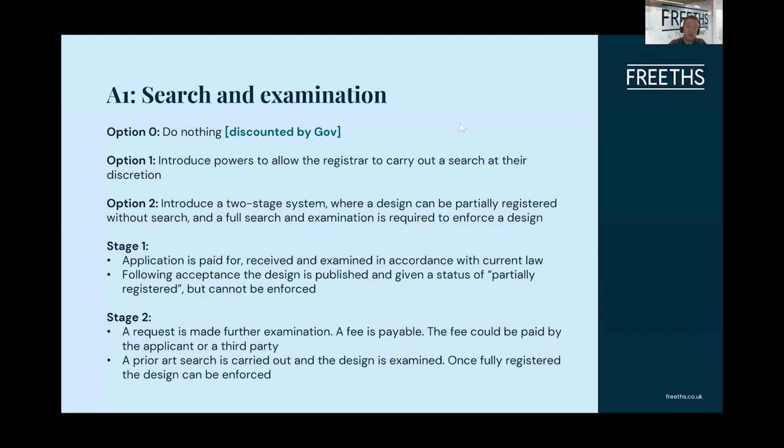So this mirrors the system they have in Australia. And stage one effectively is the current registration process, so quick and cost effective, but all that gets you is a design which is partially registered or registered at risk. And so you would need to go to stage two, and make a request for further examination for an additional fee, and there will be obviously a time lag involved in that search and examination. Interestingly, the proposal is that that fee could be paid by the proprietor or by a third party.